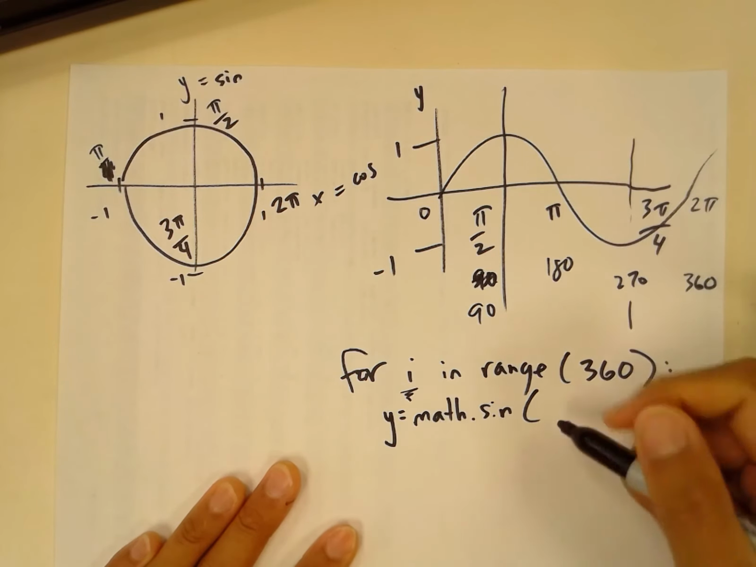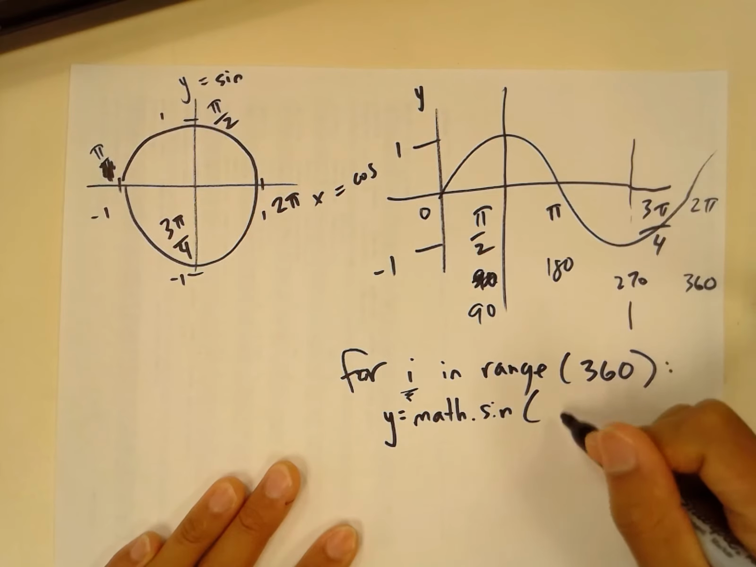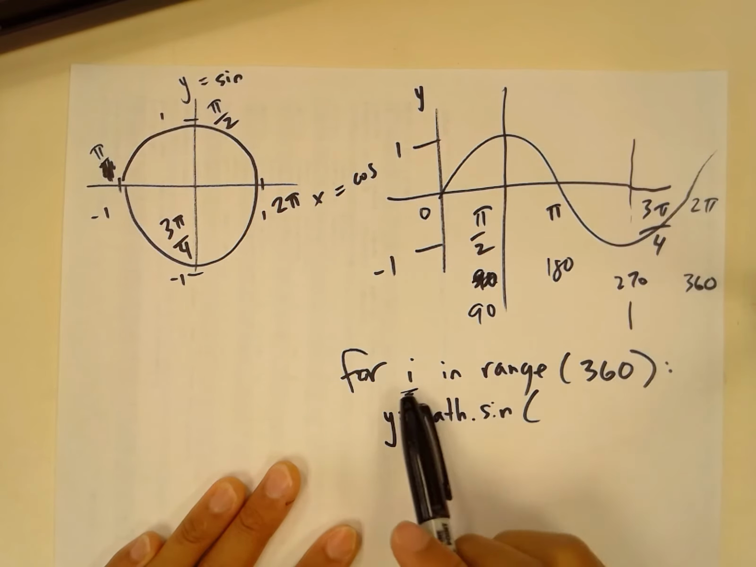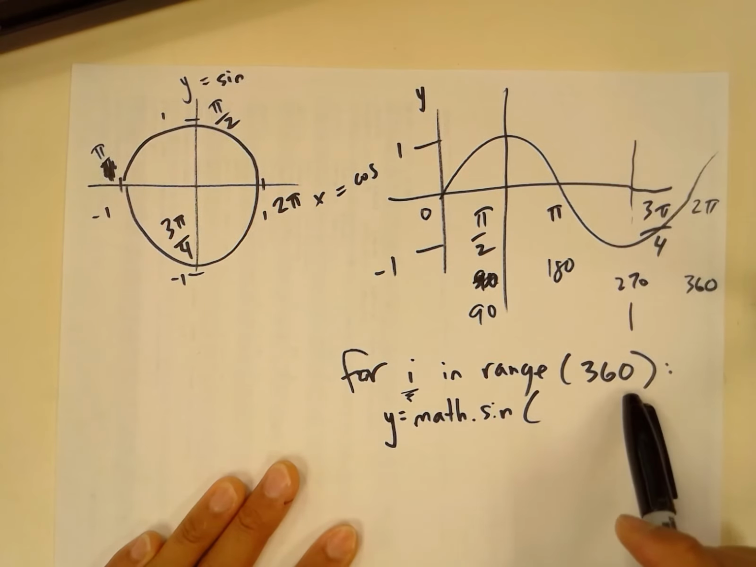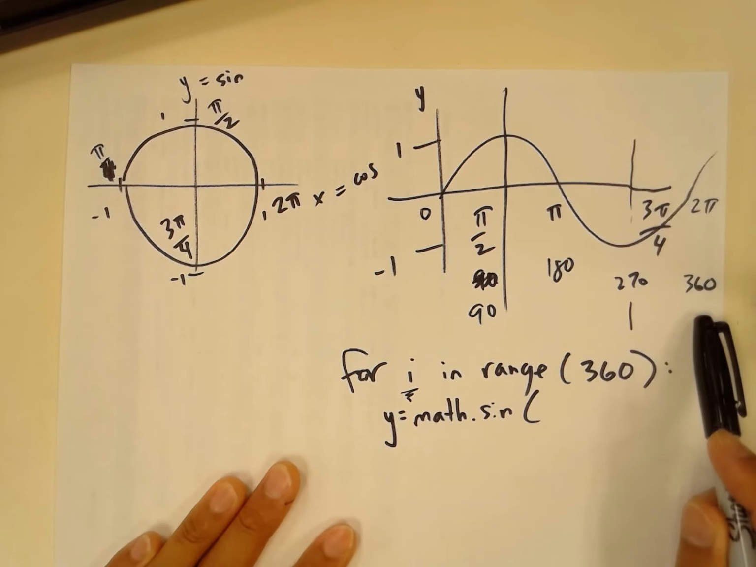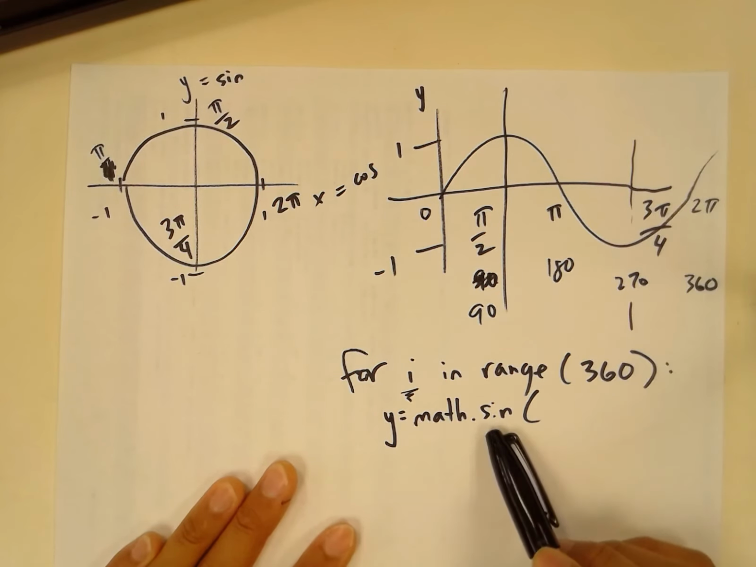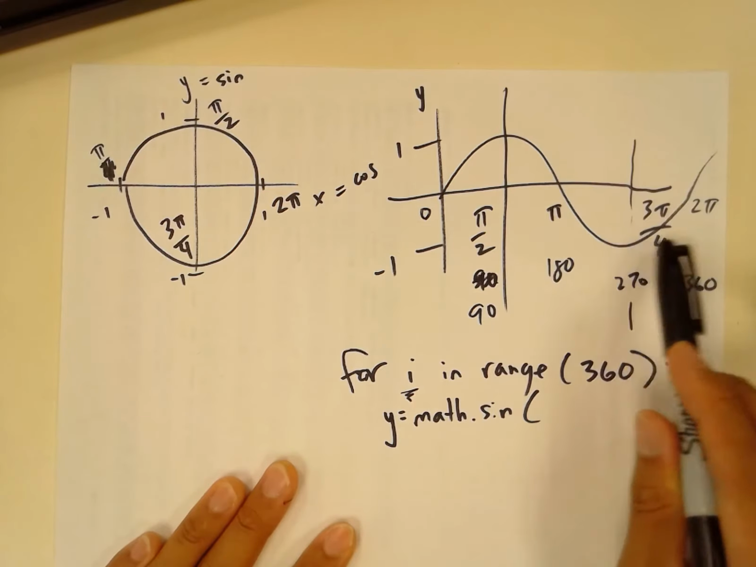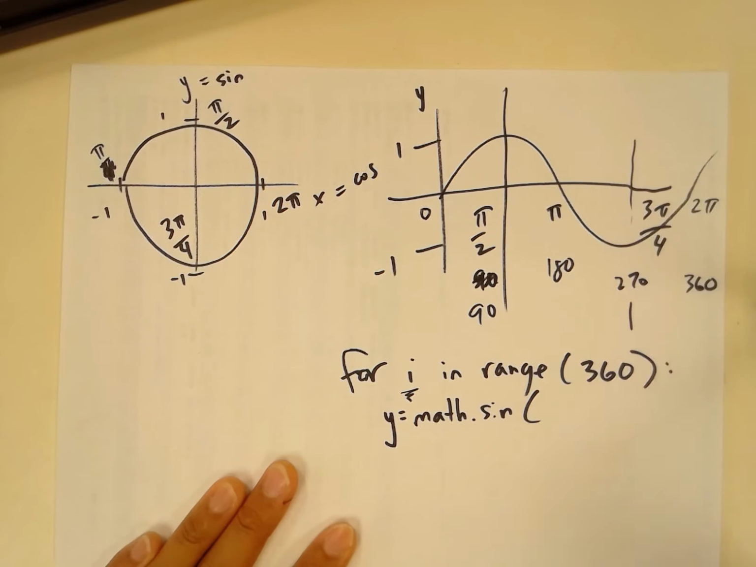But there's a problem here because we can't just put i in here, because i is in terms of angles from 0 to 360, in terms of degrees from 0 to 360. But the math.sine method takes in radians. All right, so it takes in like pi over 2 and 3 pi over 2 and 2 pi.